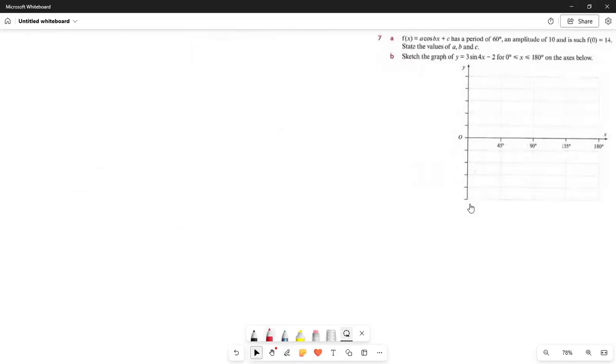Okay, so now I'm ready to do part B. Sketch the graph of y equals 3 sine 4x minus 2, when x is between 0 degrees and 180 degrees.